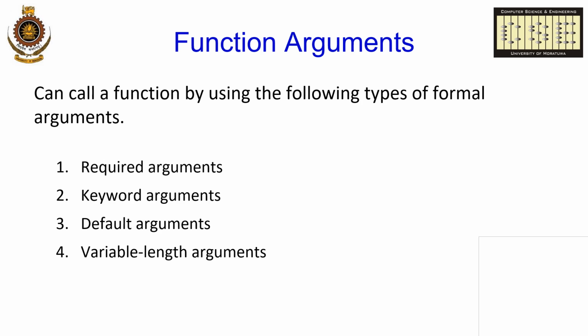When we talk about function arguments in Python, we are mainly talking about 4 different types of function arguments. Type 1 required arguments, type 2 keyword arguments, type 3 default arguments, and type 4 variable length arguments. In the next few slides, let's look at what each of these are.